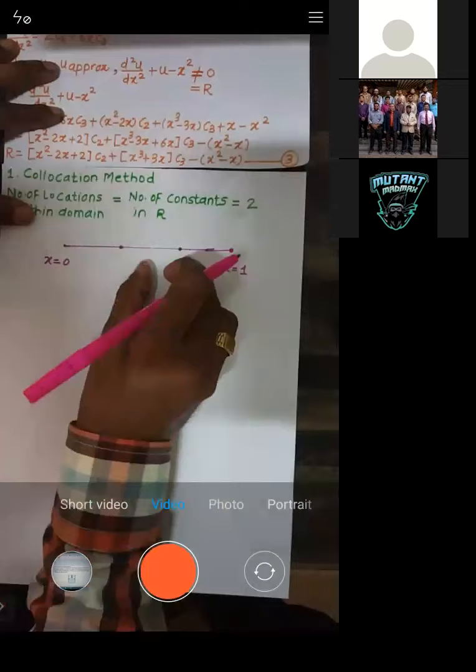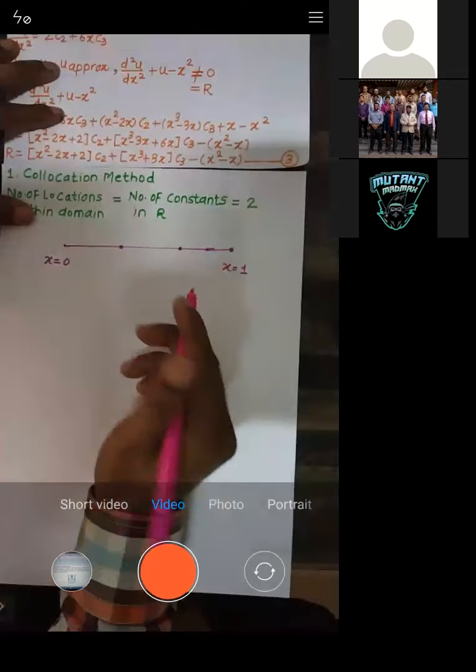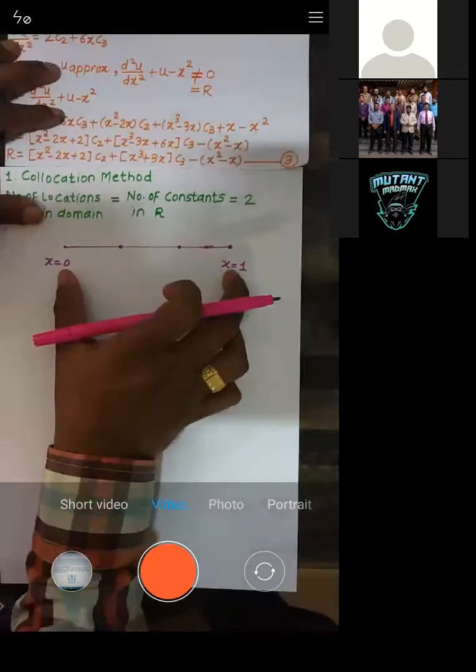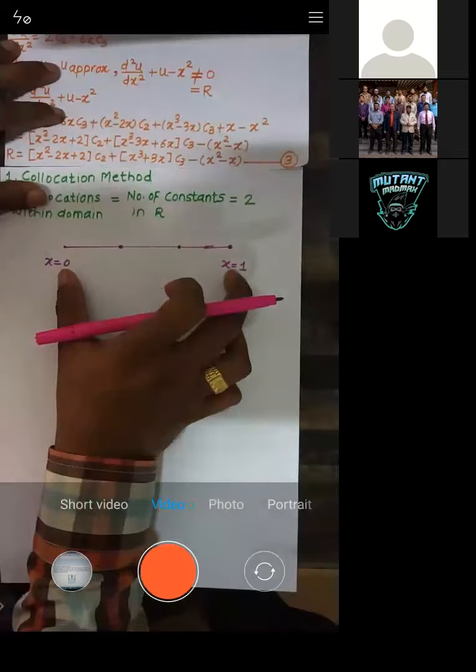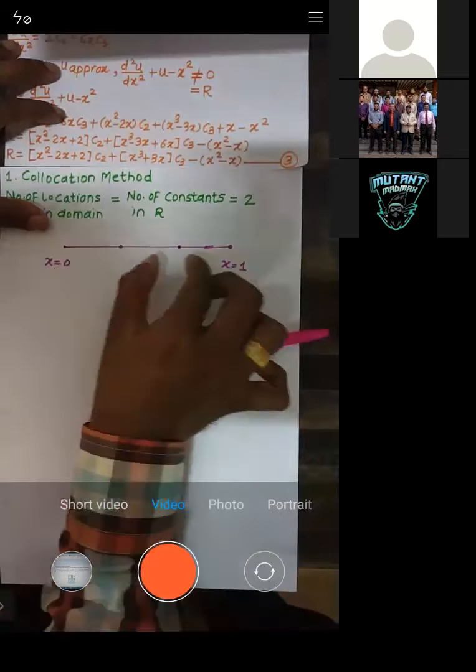See, basically this length is 1, and that 1 you are dividing into three parts. So what is the size of each part? It's 1/3. Yes or no? The size of each part is 1/3.